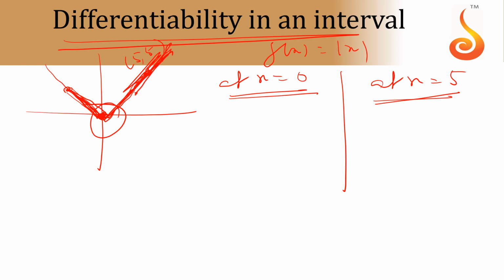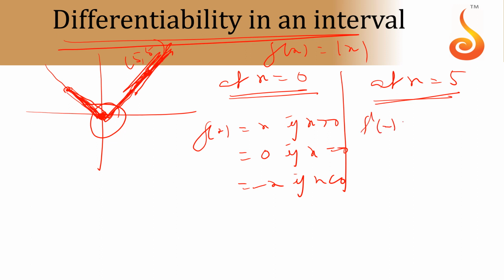See, what is the derivative? The definition of f of x is what? f of x equals x if x is positive, equals 0 if x is 0, equals minus x if x is less than 0. Then what is f dash x you are getting? f dash x is 1 when x is positive, 0 if x is 0, and minus 1 if x is less than 0.